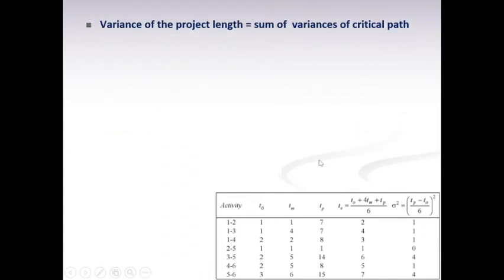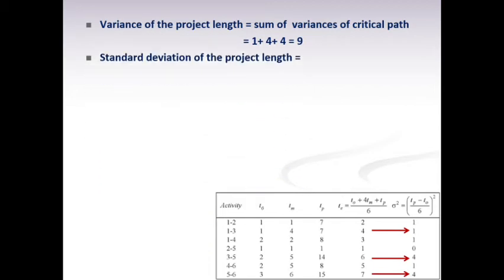Next, we have to calculate the variance of the project length, that is the sum of the variances of the critical path. We know that the critical path is 1 to 3, 3 to 5 and 5 to 6. If you just add these, you will get the variance of the project length. Now we have to calculate the standard deviation of the project length. For that you take the square root of the variance, so it will be square root of 9, which is 3. So this is how we calculate the standard deviation of the project length.